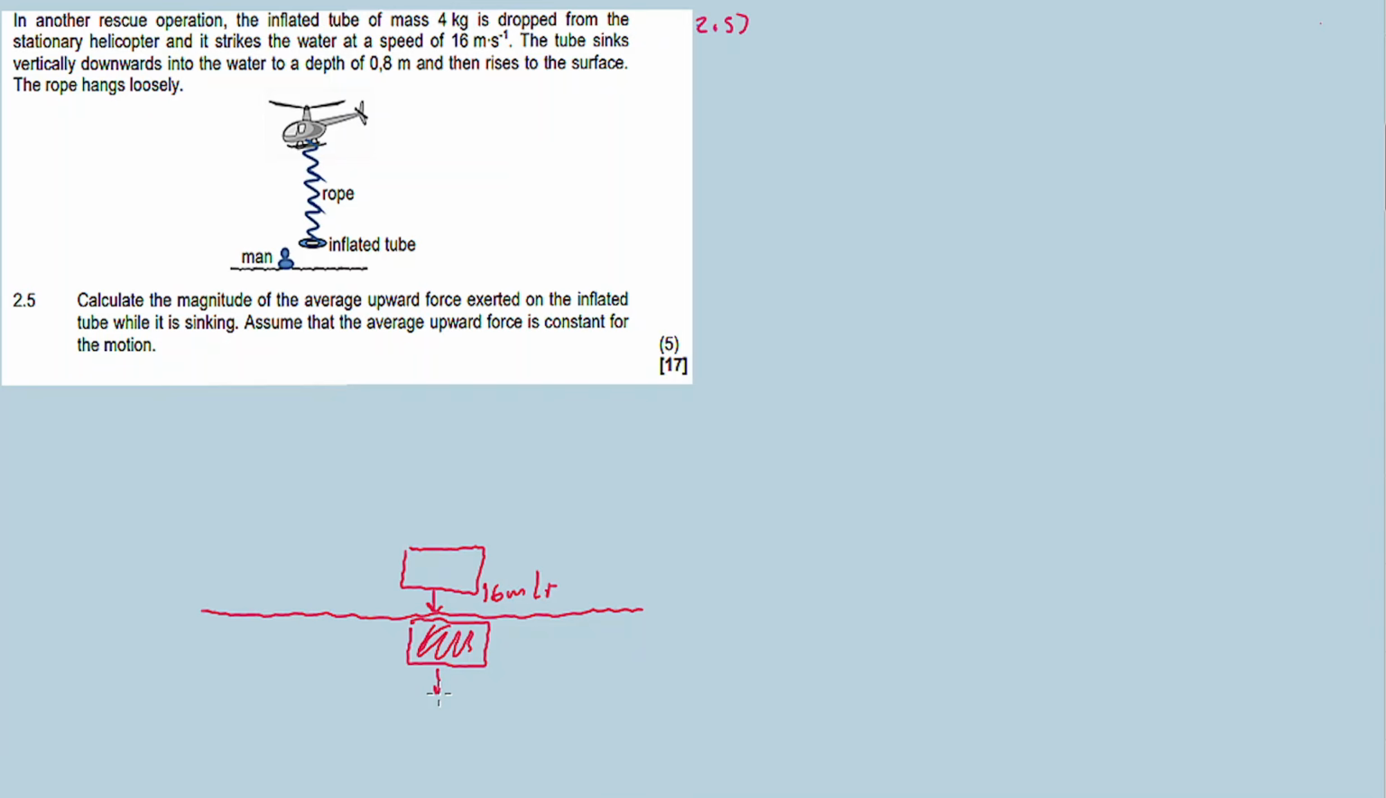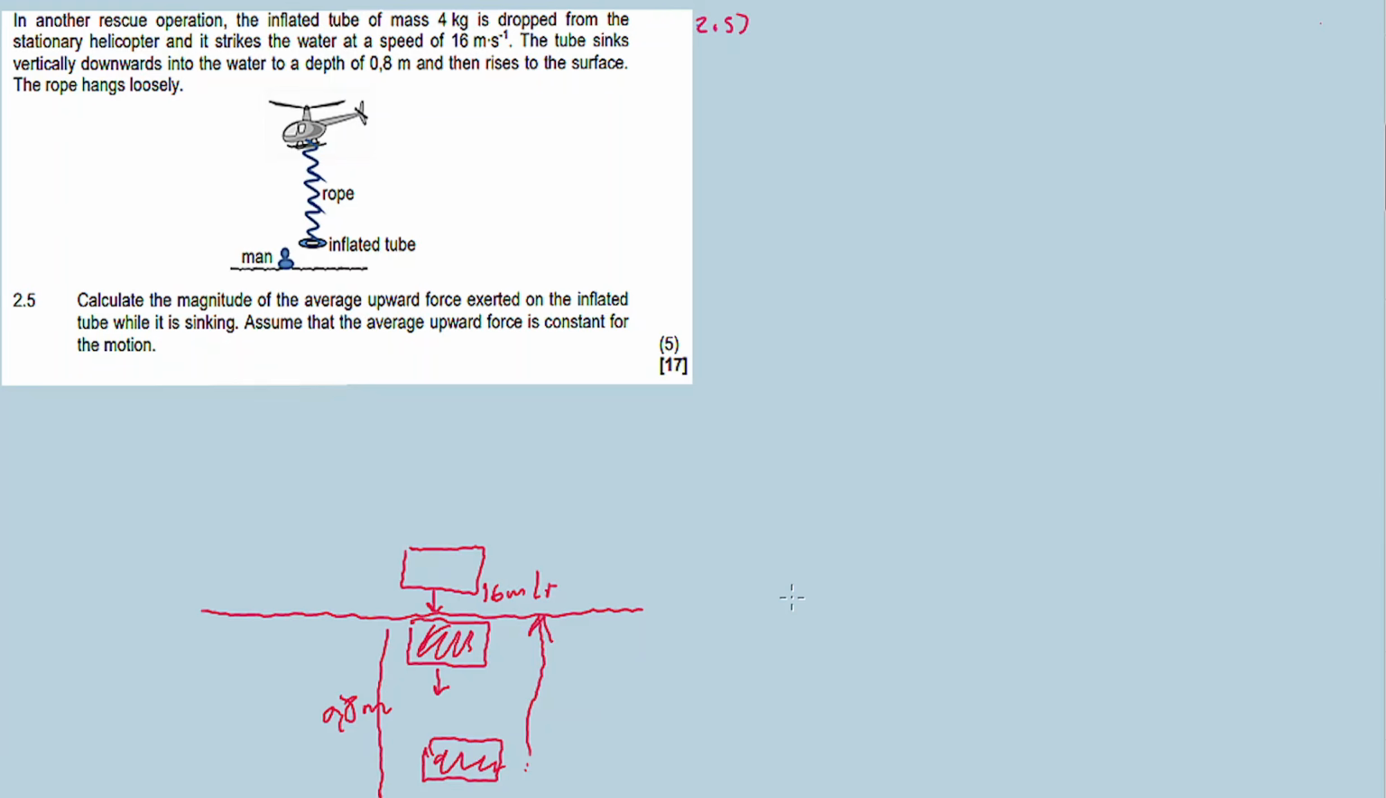But the tube sinks vertically downwards into the water to a depth of 0.8 meters. What happens again? And then it rises to the surface again. Then it comes up, right? It drops, boom, and reaches 0.8 meters. It starts rising again so that the man can catch his tube and probably save his life or something.